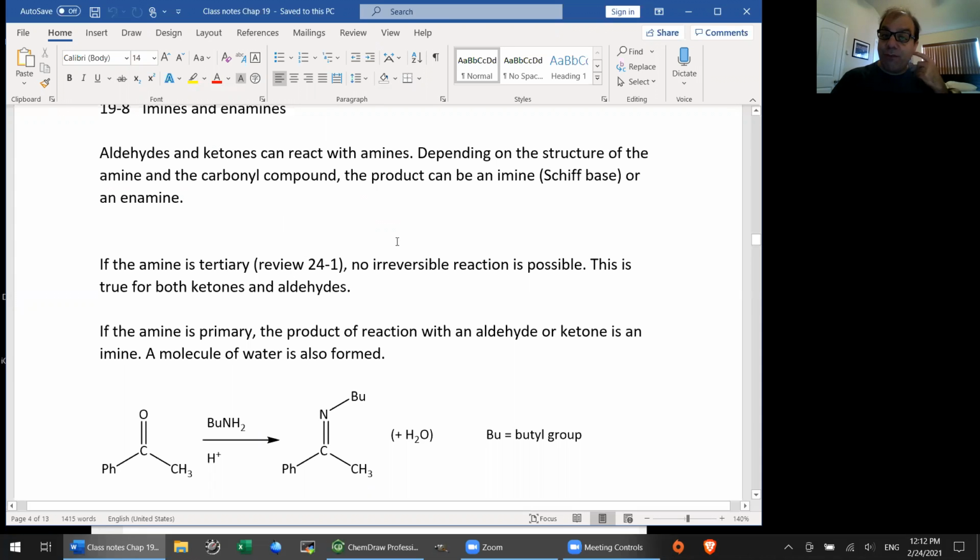That's in chapter 24. I go in kind of an interesting order here, but I'd like to go from the simplest case to the most complicated case. The simplest case is if the amine is tertiary. In that case, game over. There's no irreversible reaction possible. Sure, you can have the tertiary amine add to your carbonyl carbon, but then nothing further can happen, so it just falls back off. So you don't get an irreversible reaction when the amine is tertiary. That's the simplest case. Tertiary amine, game over.